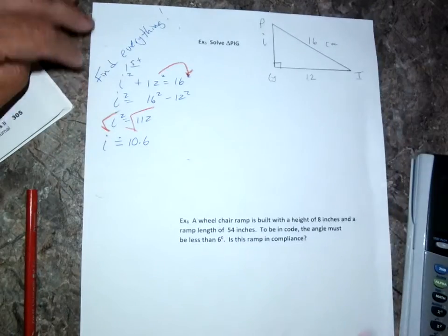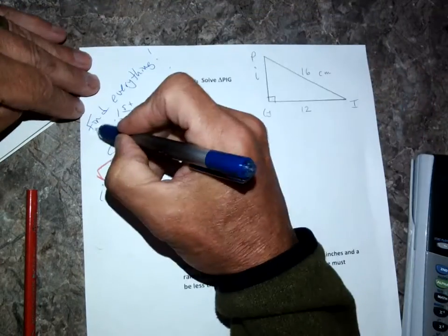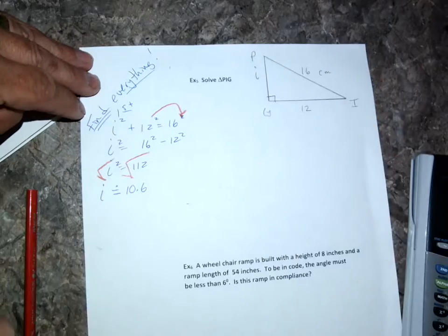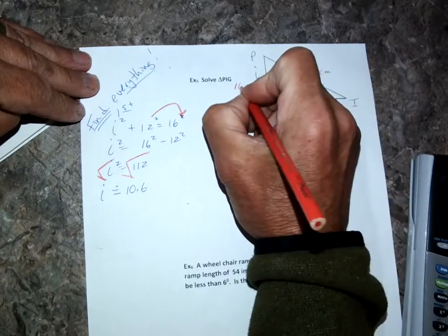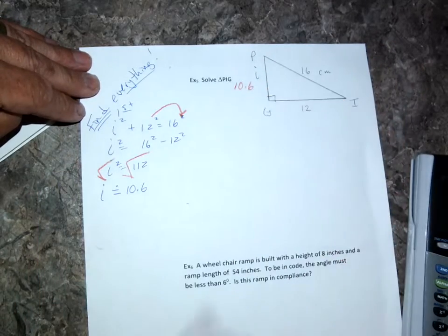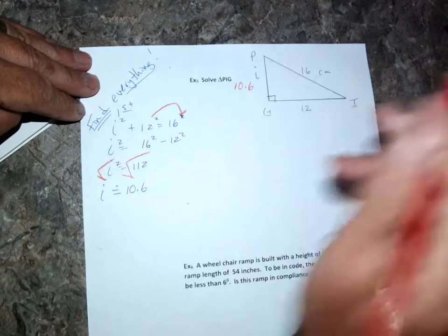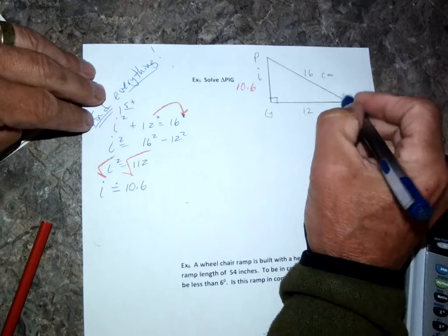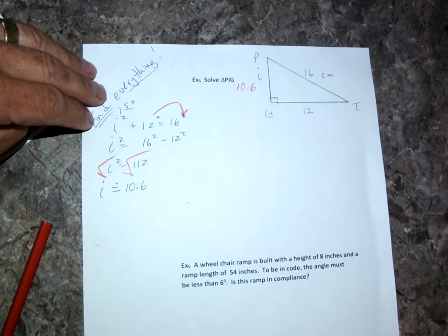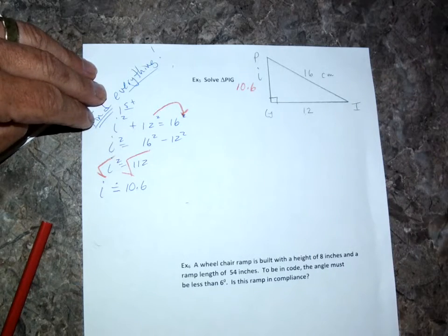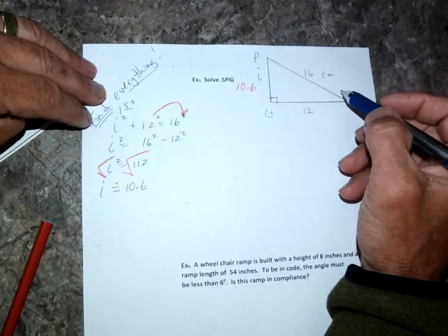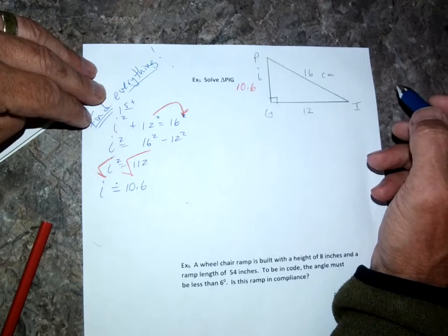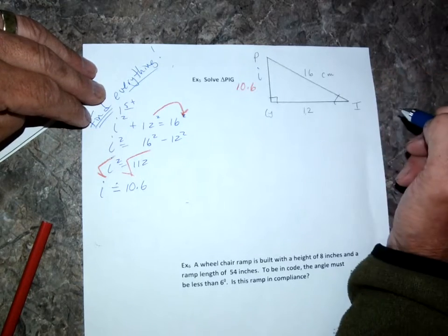Now, we've got to find everything. I know this side, i, is about 10.6. I still have angle I or angle P, and it doesn't matter which one you pick first. I'm just going to choose angle I. Normally, if we're in class, I'd ask somebody, who wants to solve? Which one do you want? We're not in class. We're here. So I'll pick angle I.